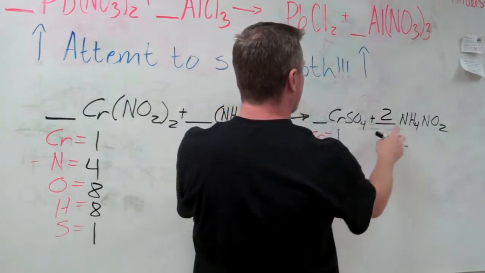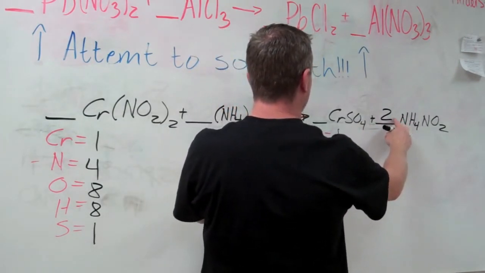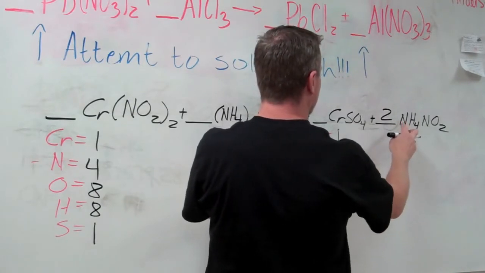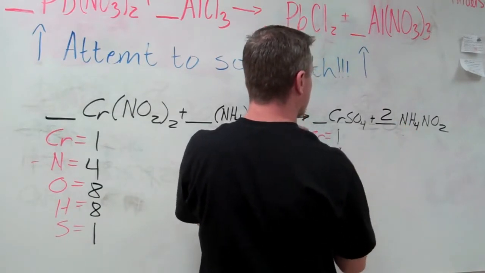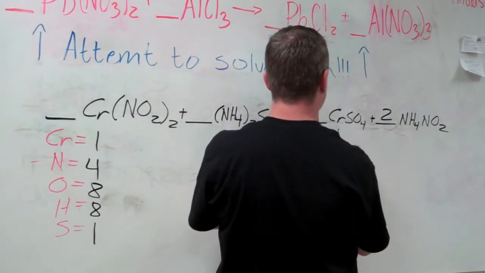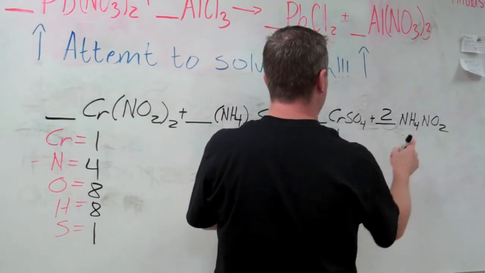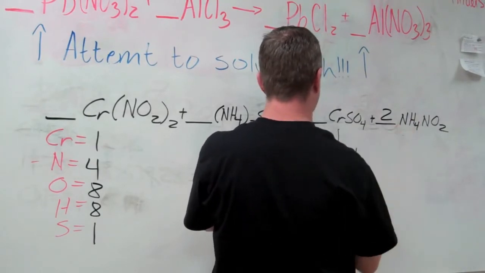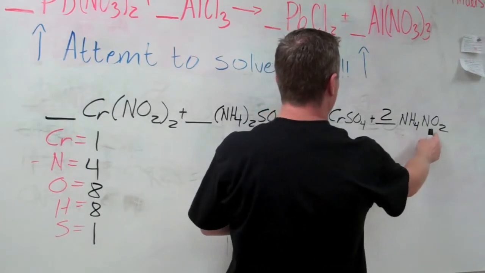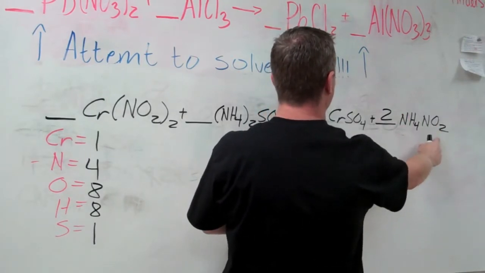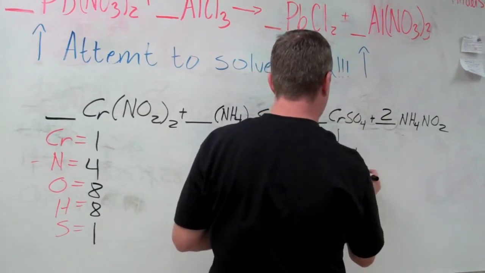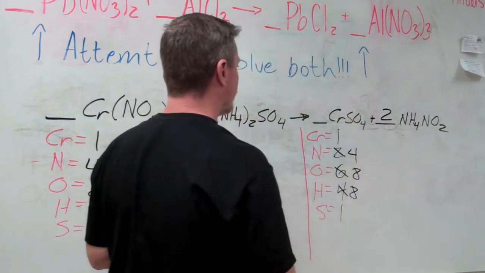So chromium stayed, nitrogen is affected. So I got 2 there now. Well, no, sorry, 4. There's another nitrogen over here. Yeah, 2, 2. That's going to mess with me. 4. Hydrogen is 4 times 2, 8. Then we got oxygen. 2 times 2 is 4, plus that 4, is 8. Okay. Sulfur and chromium stay the same. Balanced out.